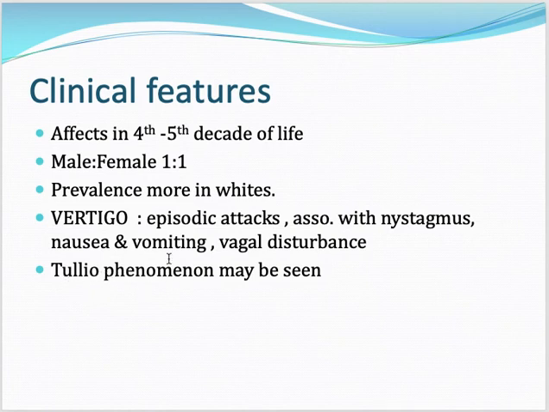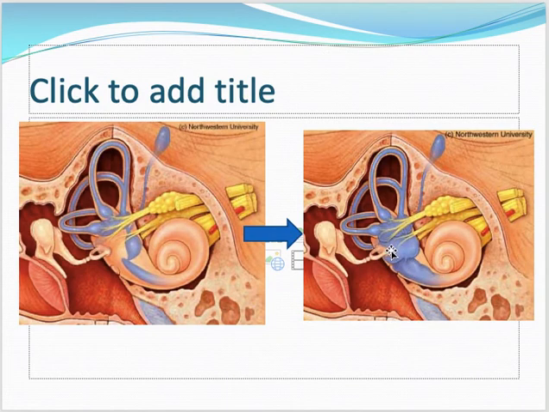Now, what is Tullio phenomenon? It is simply that sometimes loud sounds can produce vertigo in patients who have Meniere disease. We call it Tullio phenomenon. So now, why is it like this? Because simply you can see they are very closely placed together, so the loud sound can irritate that. So that's why it could occur.